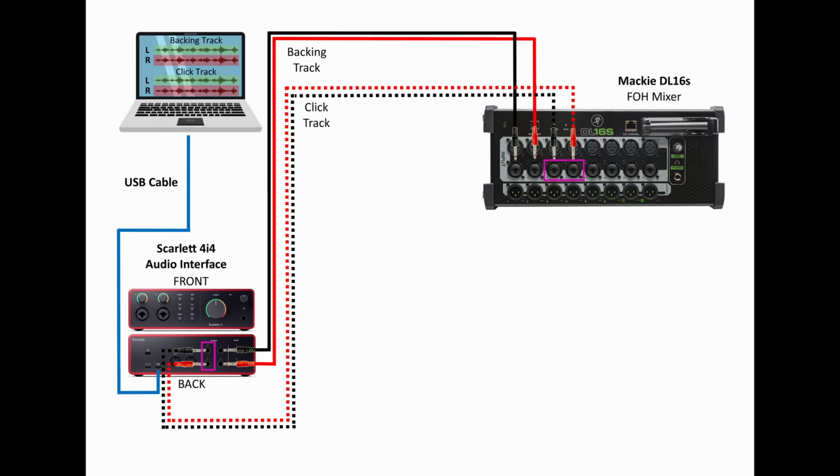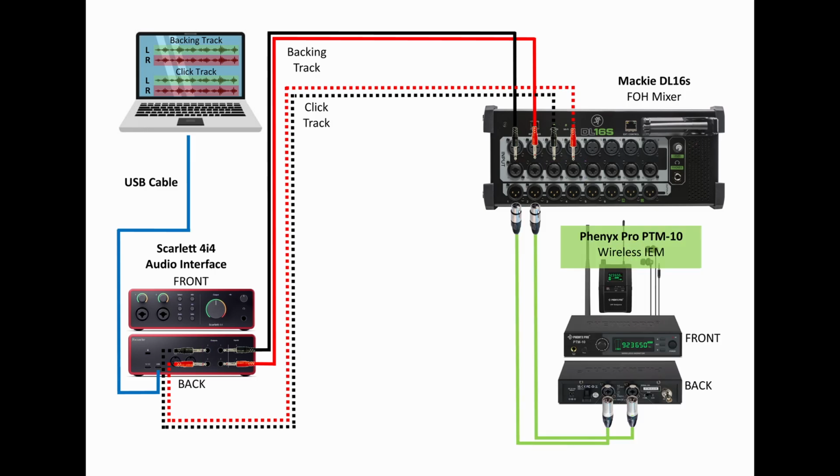And now I'm going to take outputs 3 and 4 from my audio interface, which contains my click track and my count-ins, and send it to my front of house mixer on channels 11 and 12. Same thing as before, you're going to take your in-ear monitor system and you're going to take a stereo output from your front of house mixer. In this case, it's outputs 1 and 2 of the auxiliary sends, and I'm sending it to my in-ear monitor transmitter.